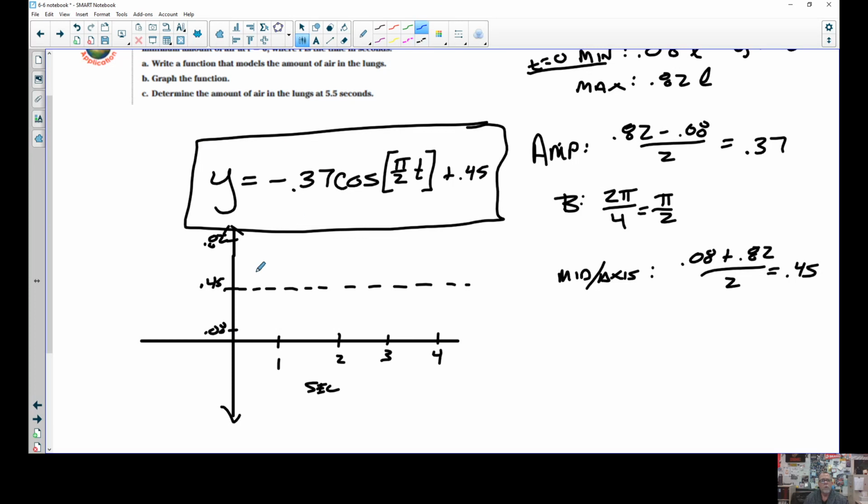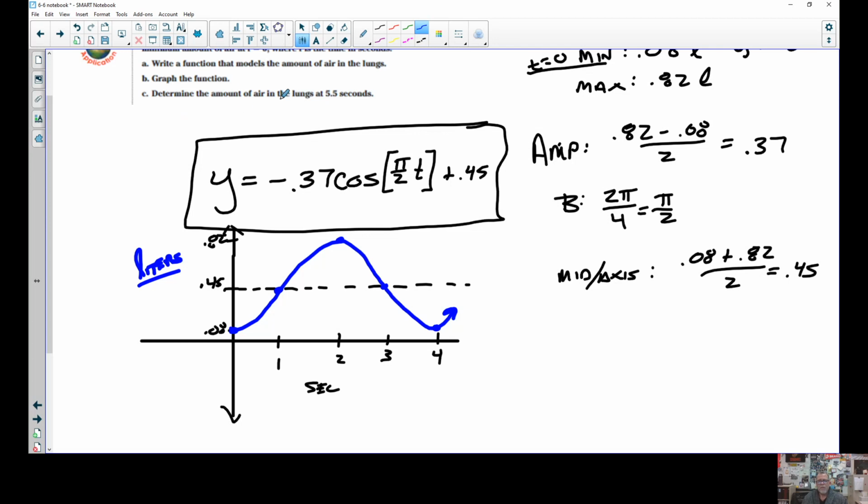Let's graph this thing with a little bit bolder line. It's a negative cosine, so it's starting at its minimum, going to its midpoint, going to its max, back to the middle, and down to the minimum. So our graph of these breaths being taken would do this, and it would go on. And that would graph the function. That's all we need in terms of axes labeled, right? I guess you could call this liters. That would probably be a good idea.